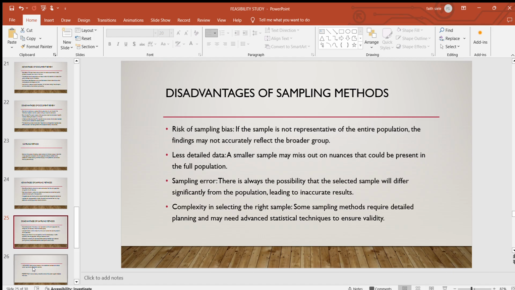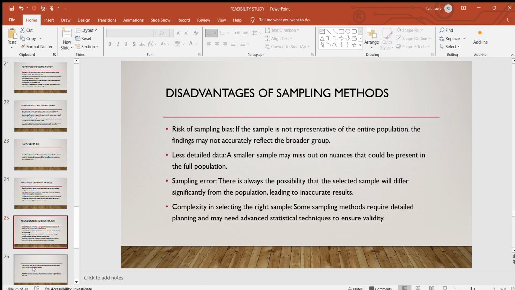Number one, there is risk of sampling bias, whereby if the sample is not representative of the entire population, the findings may not accurately reflect the broader group. Then also there is less detailed data, whereby a smaller sample may miss out on nuances that will be present in the full population.